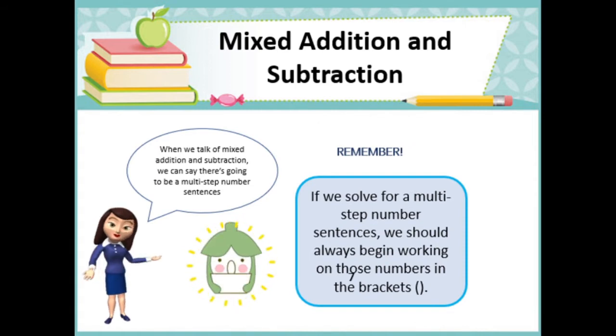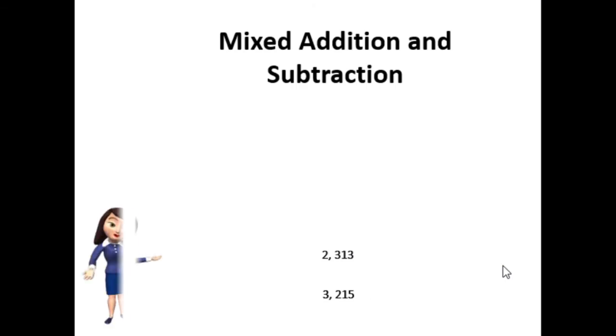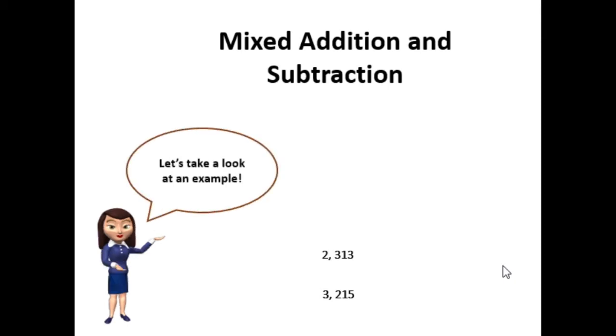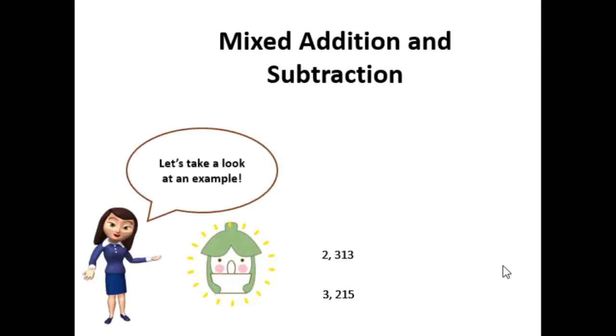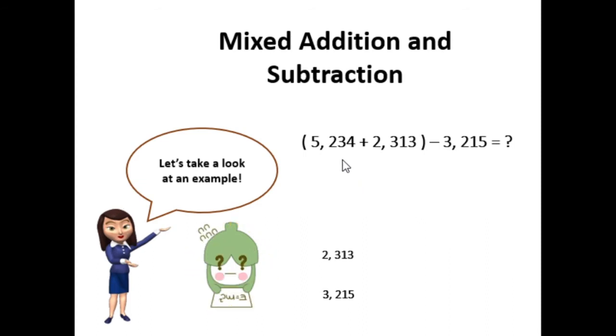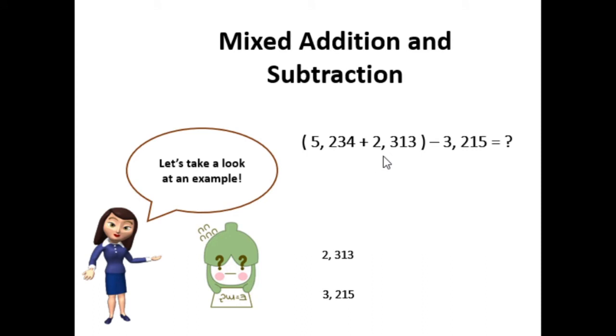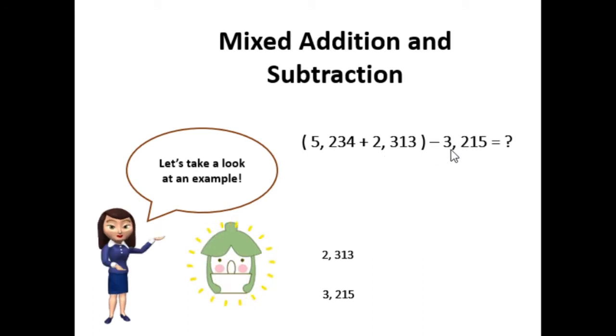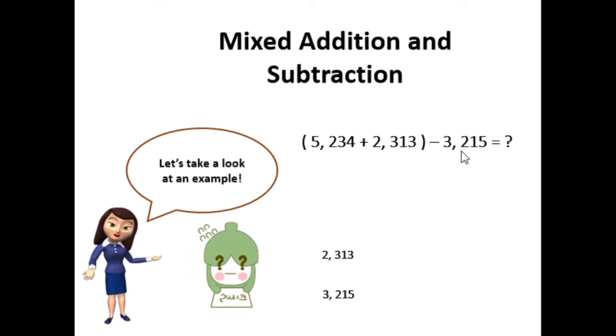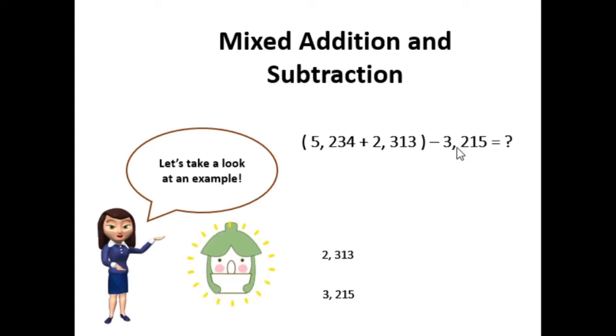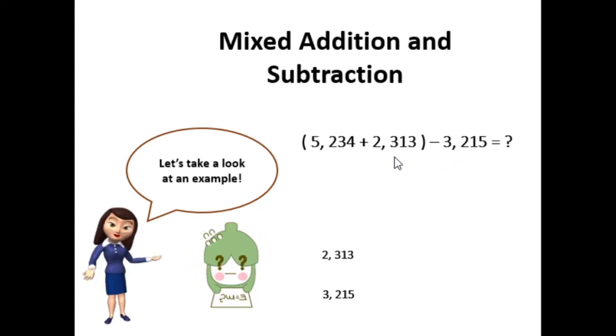Okay. So, we have here mixed addition and subtraction. And let's take a look at an example. First, we have here 5,234 plus 2,313 minus 3,215. See, there are three numbers with 4 digits each, right?